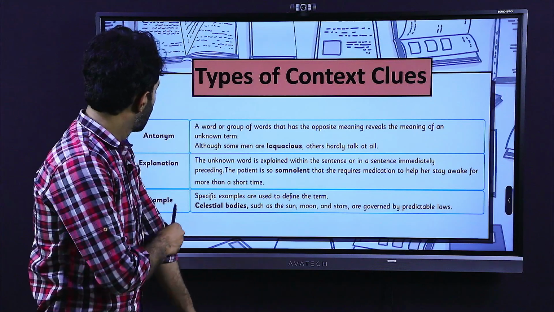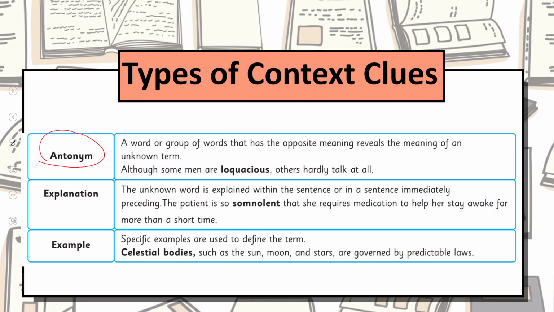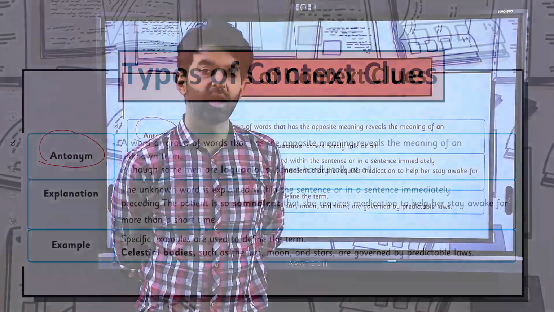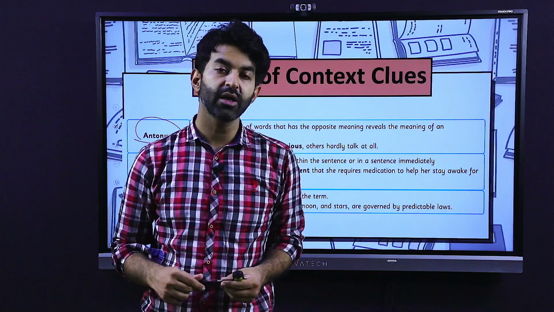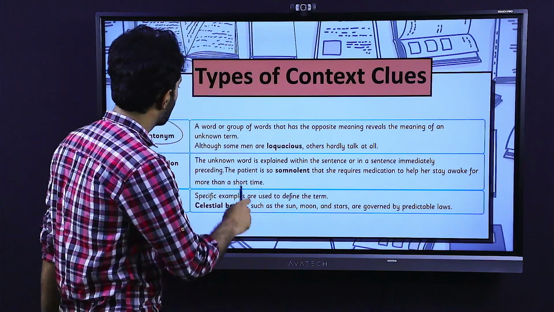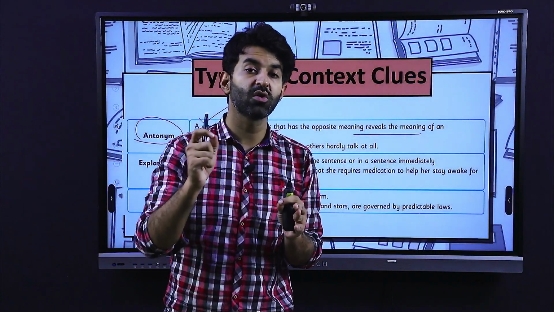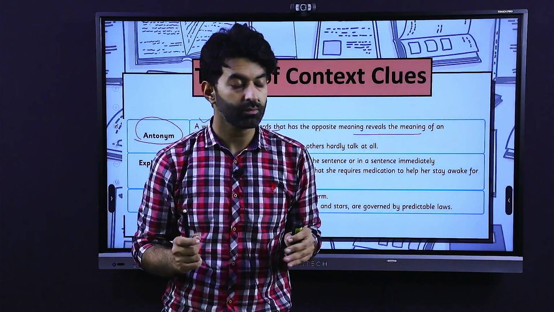Now, as opposed to synonym, you can also find antonyms as context clues in the sentences that you are reading. So what is an antonym? Yes, students. Different meaning. Yes, a word having an opposite meaning to another word. Good. A word or group of words that has the opposite meaning reveals the meaning of an unknown term. Here, as a context clue, an antonym will help us reach the right meaning of the word or phrase. Let's see.